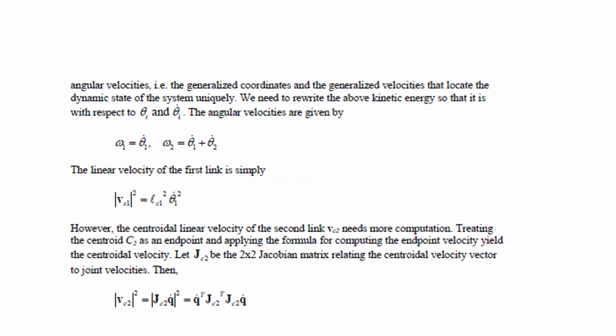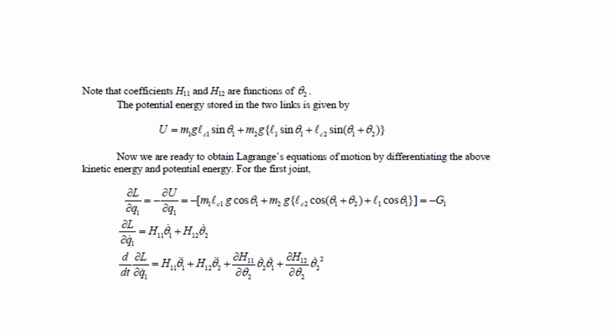Treating the centroid C2 as the endpoint and applying the formula for computing the endpoint velocity, let JC2 be the 2 by 2 Jacobian matrix relating the centroidal velocity vector to joint velocities. Then the magnitude of VC2 squared is equal to the magnitude of JC2 q dash squared, which is equal to q dash transpose JC2 transpose into JC2 q dash. The coefficients H11 and H12 are functions of theta 2.